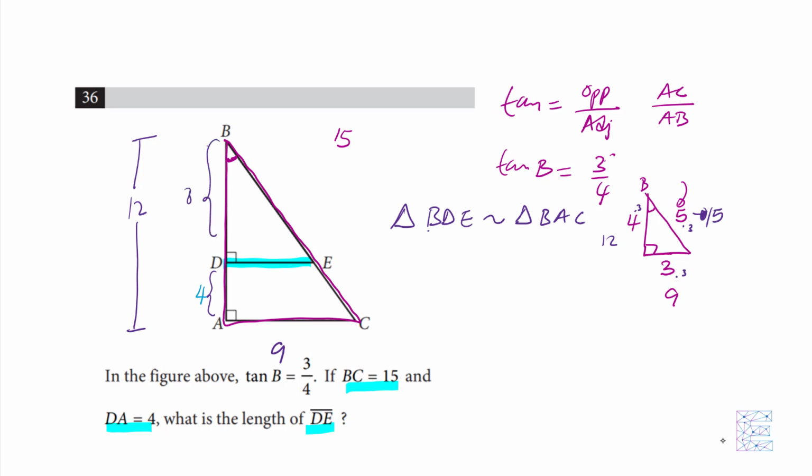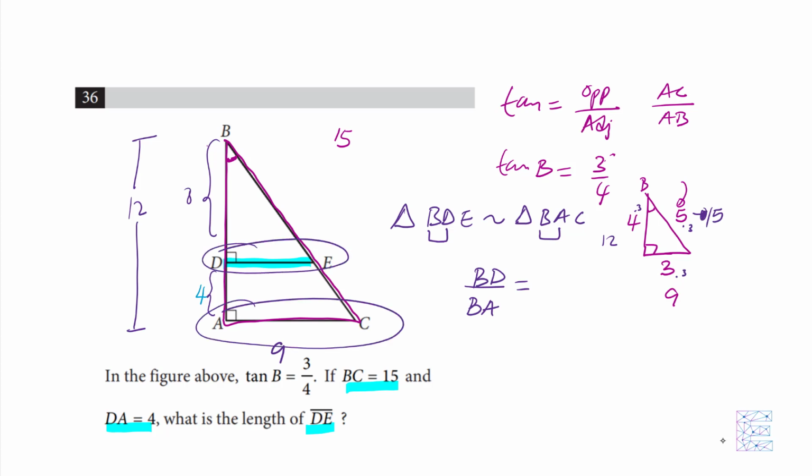So we can say that BD for the small one corresponds to BA for the big one. So we can set that as a fraction: the smaller one over the bigger one. And since we're interested in DE, we have to feature those sides. So smaller one, DE, corresponds to AC on the big one. And now we plug in the numbers. BD is 8 over AB, which is 12, equals DE, which we're looking for, over AC, which is 9.